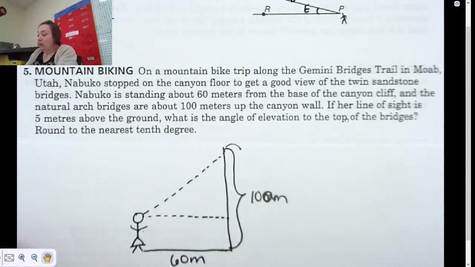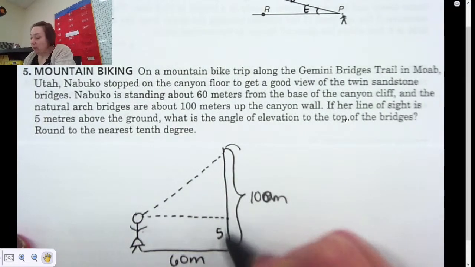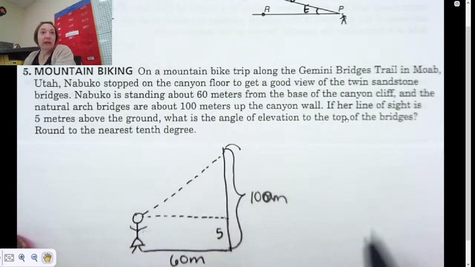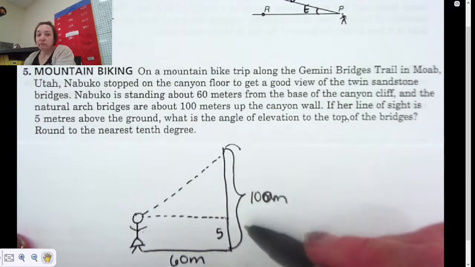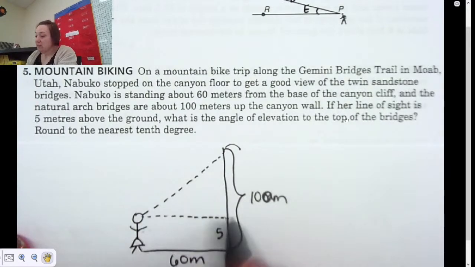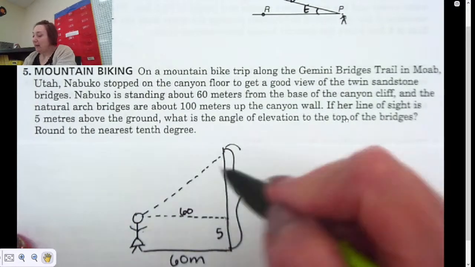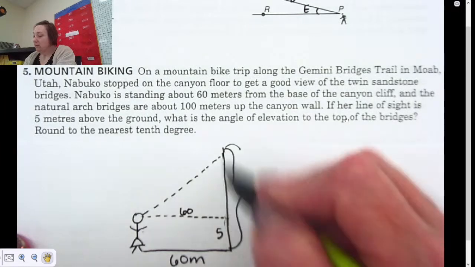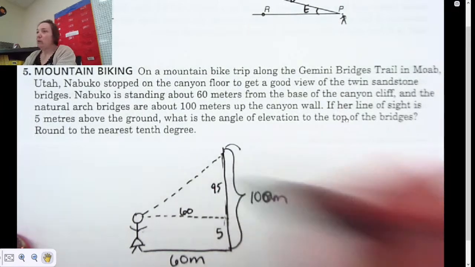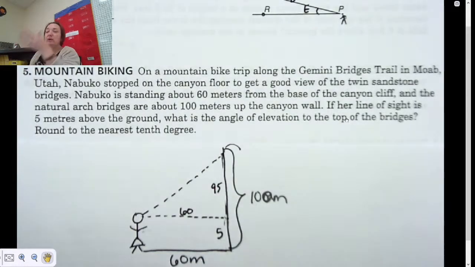Okay, so this right here is 5 meters. It's from here to here, right? Do you see the triangle we have going on here? You see that this right here is 60 meters? And how tall is this right here? 95. How do we know it's 95? It's 100 total. We have to take her 5 out. Do y'all see that we have to take her 5 out?